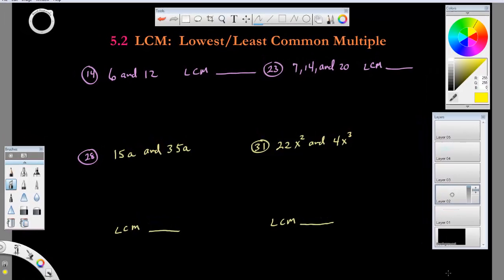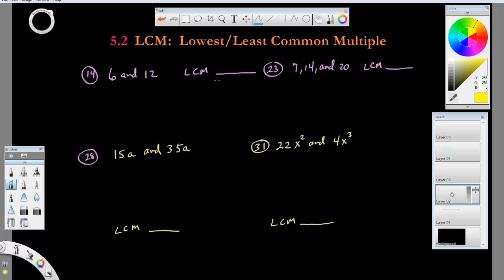852 LCM review. Some people call this lowest common multiple. Some people call it least common multiple. I put both. I'll show you the techniques to do this. There are fancy ways to do this. I'm going to stick with simple fastball down the middle.